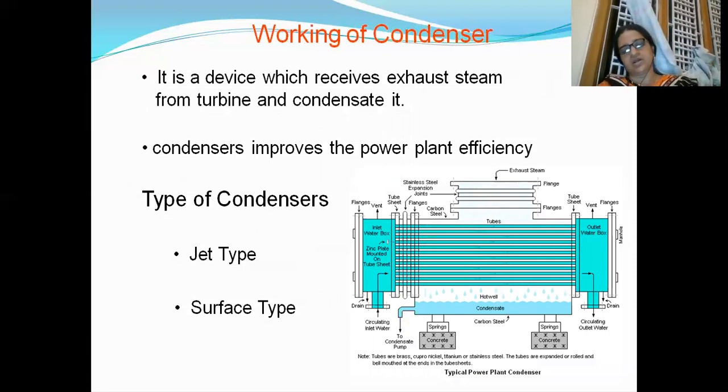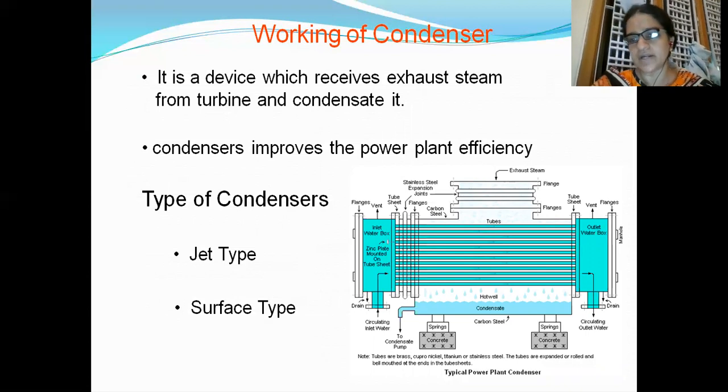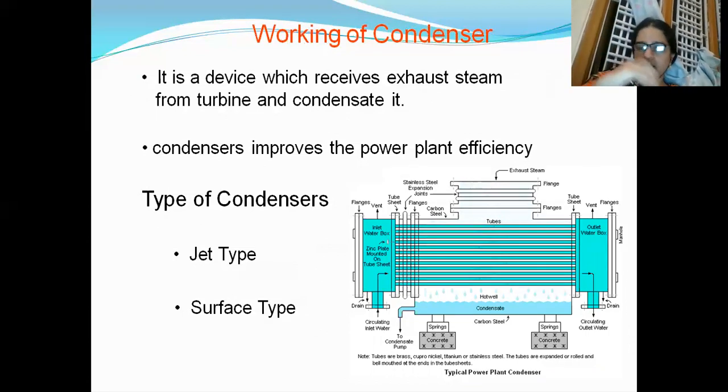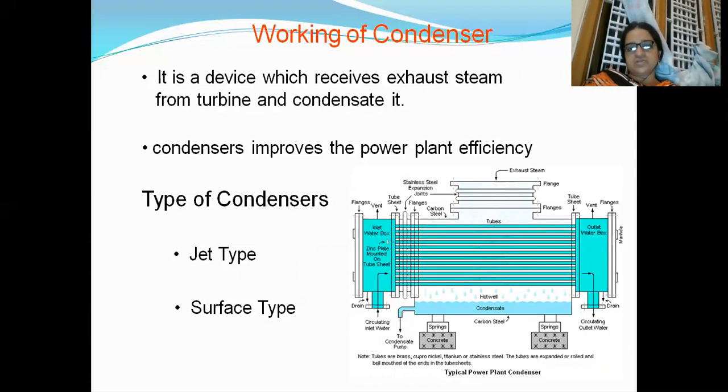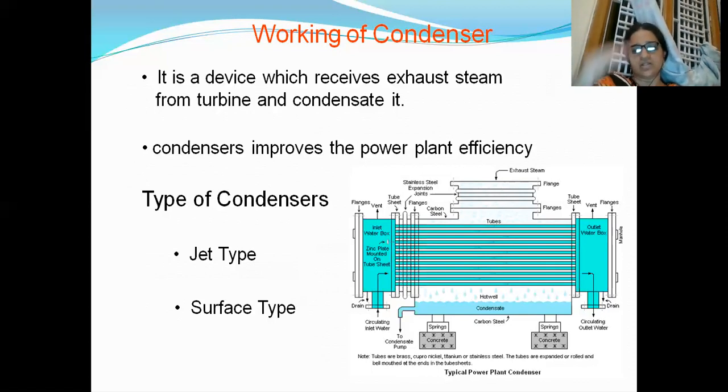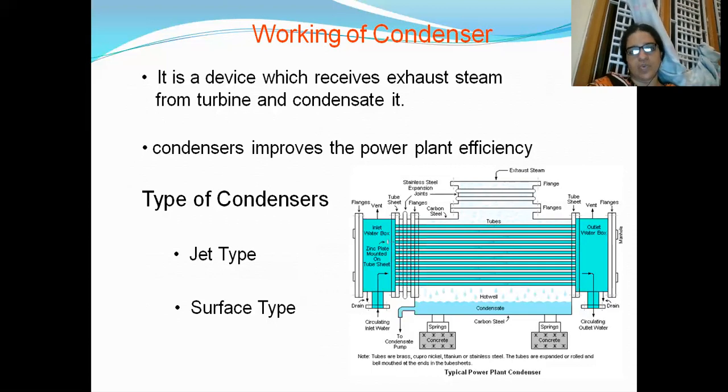Coming to the condenser. The main reason why the thermal power plant efficiency is less is because of the condenser. Why? Because the condenser is the part where the temperature of the steam is completely brought down. So this is the part where the maximum energy is lost. This is the reason why the condenser is one of the reasons why the efficiency of the thermal power plant is very low.